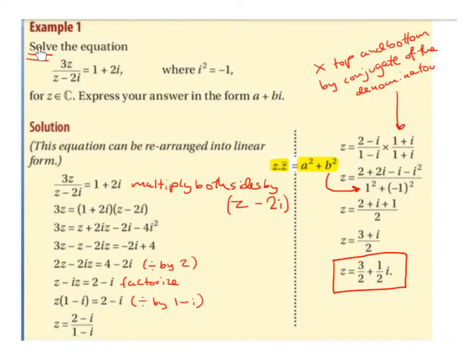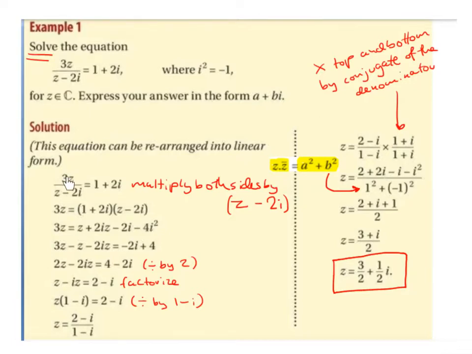Example, solve the equation 3Z over Z minus 2I equals 1 plus 2I, where I squared is equal to minus 1, for Z, which are elements of the complex number set, and express your answer in the form of A plus BI. This equation can be rearranged into linear form.